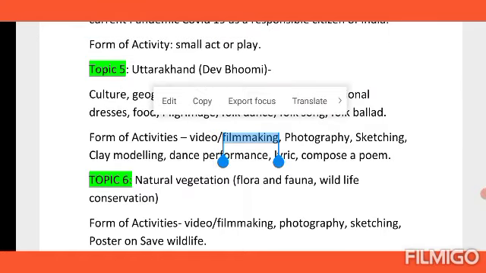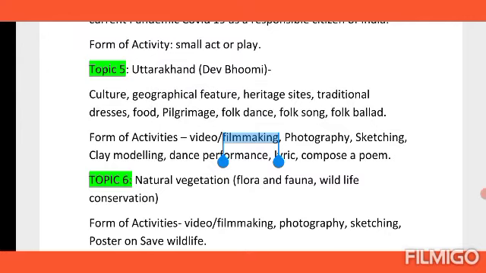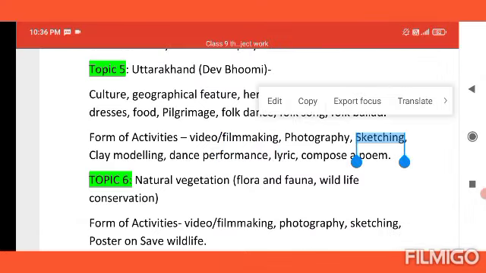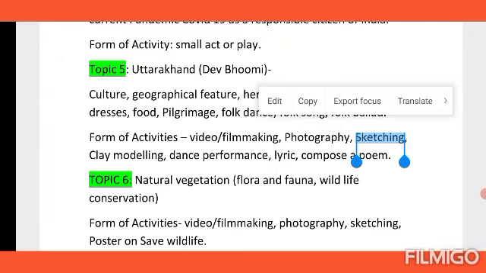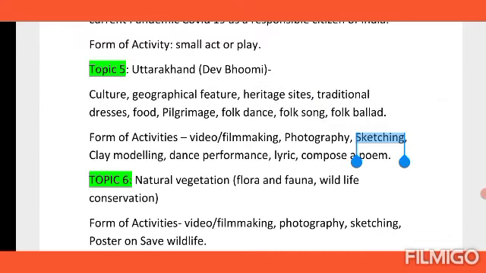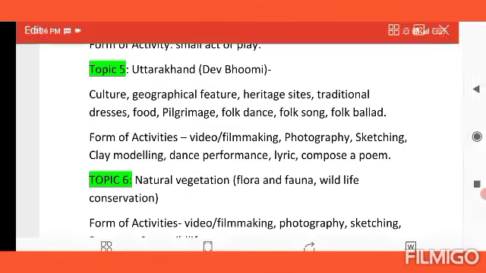You can do a small video of Uttarakhand heritage or Uttarakhand dresses, or the various cultural foods of Uttarakhand. You can do photography, you can do sketching, you can make clay models, you can make any religious places of Uttarakhand through clay modeling. You can do a video of a dance performance on folk dance, lyrics, compose a poem. So many options are there. You can pick up any one from these headings, but you will follow the forms of activities shown here.